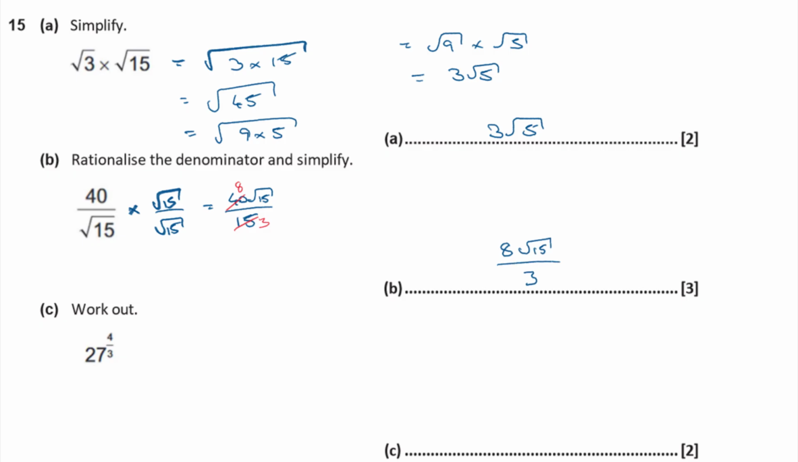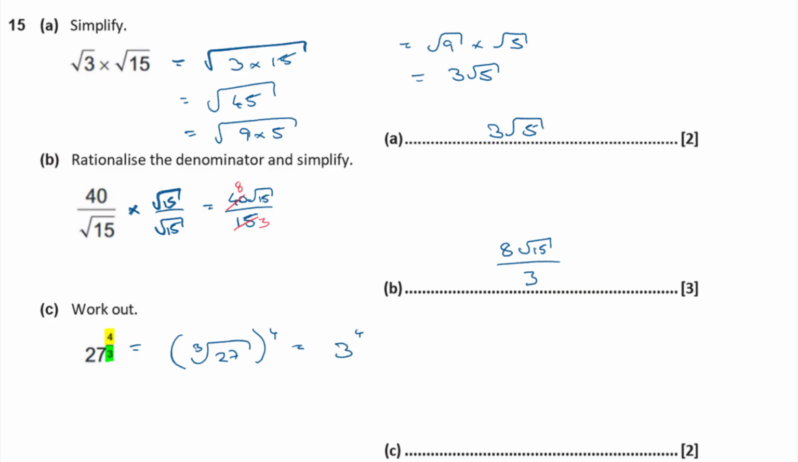And then finally, work out 27 to the power of 4 thirds. Okay, now you can treat each part of this as a separate operation. So I'm going to deal with the third part first. So 27 to the power of 1/3, that is the cube root of 27. What is the cube root of 27? Cube root of 27 is 3, isn't it? Because 3 times 3 times 3 is 27. So that's going to give me 3 to the power of 4.